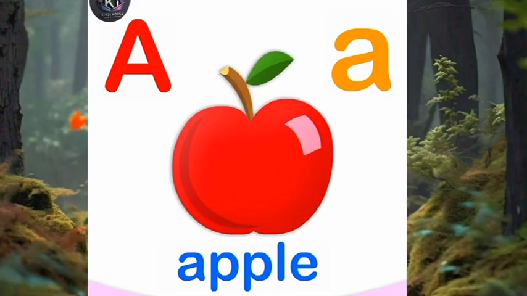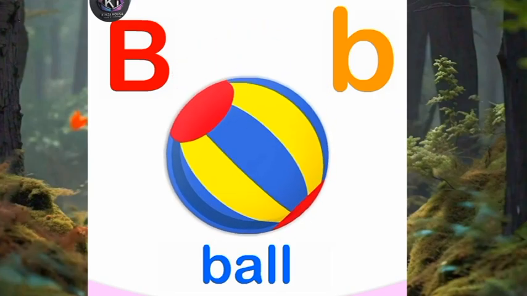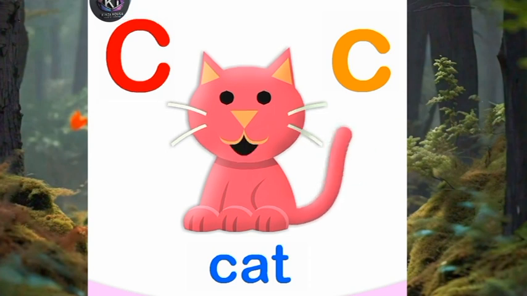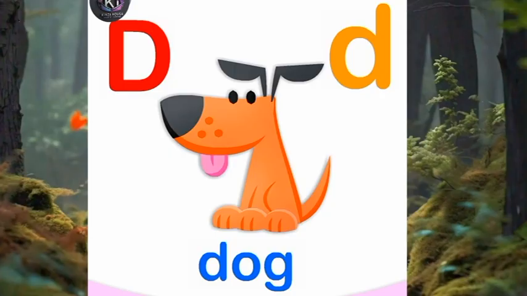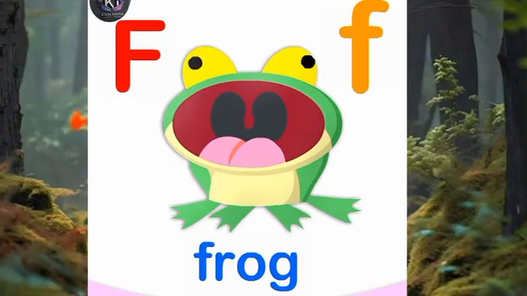A is for apple. Apple. Ball. B is for ball. C का cat. D da dog. E egg. F for frog.